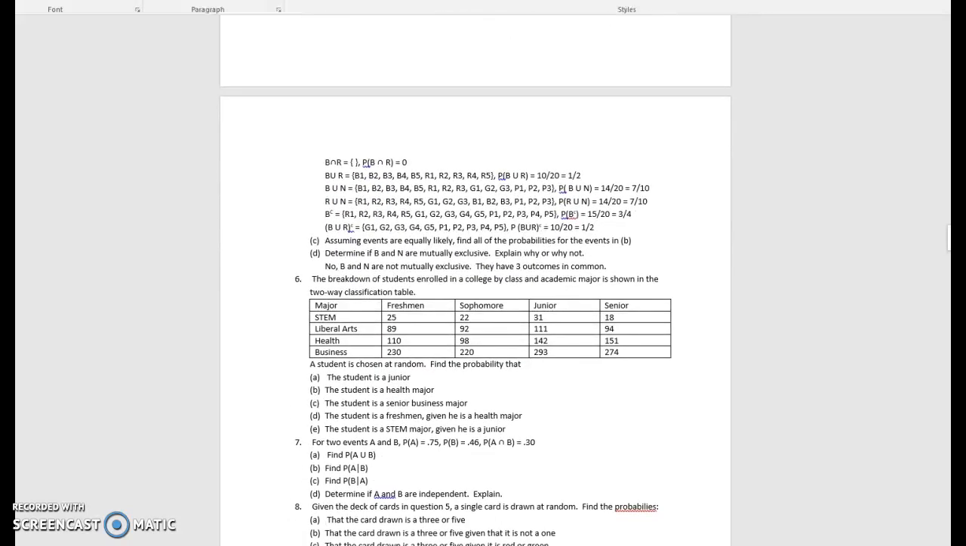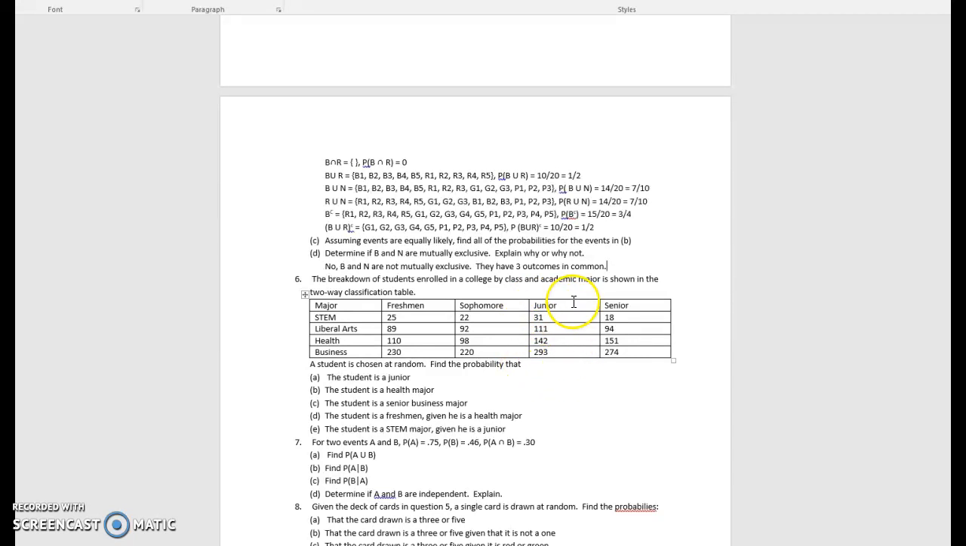All right, so let's go to 6, and hopefully I'll have time for this. So 6, the breakdown of students enrolled in a college by class and academic major is shown in this two-way classification table. We want to find all of the probabilities listed below, assuming that a student is chosen at random. So let's look at the probability that a student is a junior. All right, so let's notice we have an entire column of juniors.